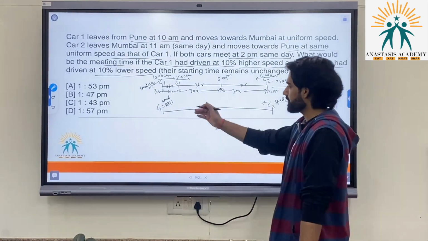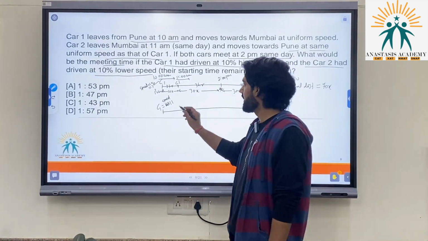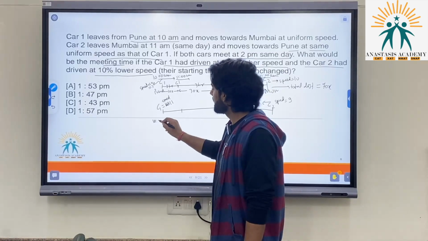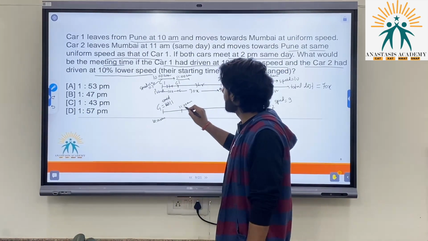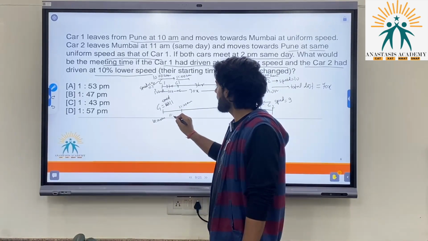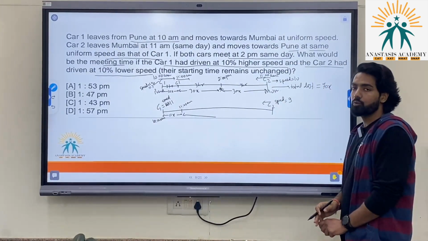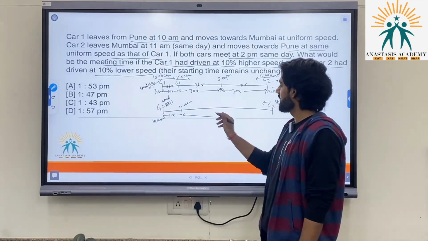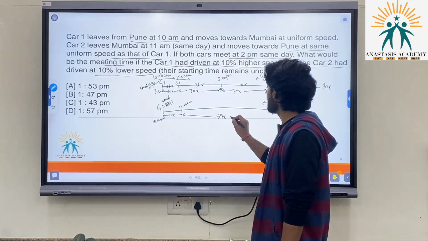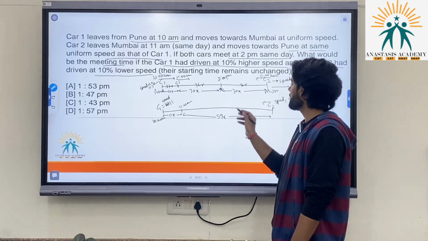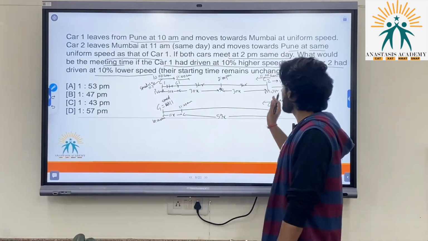Okay, let's just take the next case. Now car 1 is traveling with a speed of 11. In 1 hour, if it started at 10 a.m., in 1 hour at 11 a.m., it has traveled how much? 11x unit of distance. How much is left? Total distance was 70x. Now 11x is covered. What is left is 59x, and 59x has to be covered by both with the relative speed of 20.